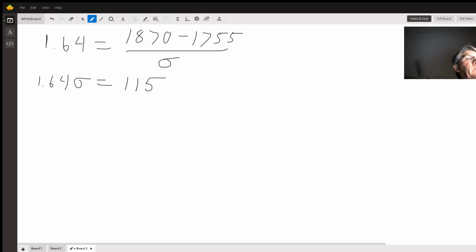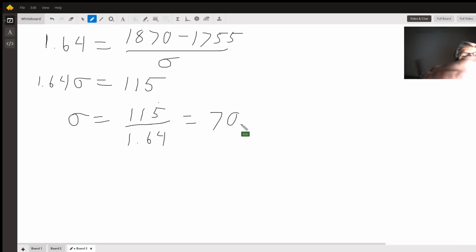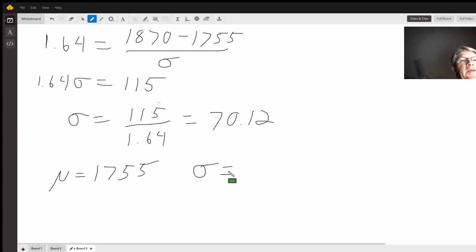Okay, and then we just divide both sides by 1.64. We have that sigma is equal to 115 divided by 1.64, and that gives you a value of 70.12. And there you have it. Your mean is 1755. Your sigma is equal to 70.12. And it's all done by basically finding those two equations that you need to use. And then it's nothing more than two equations and two unknowns. And that's how it's done.